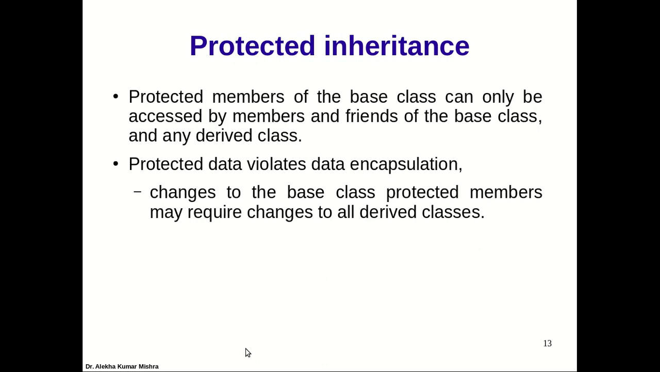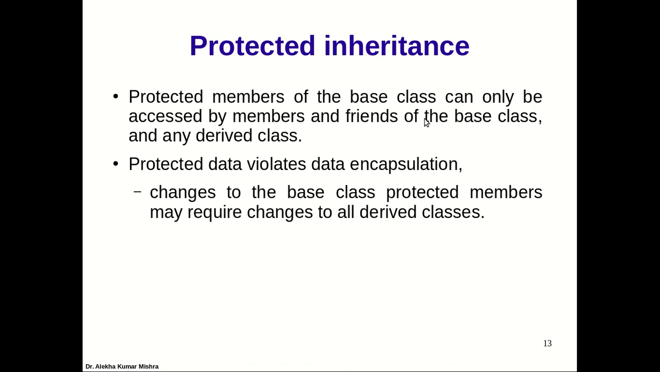Now come to protected inheritance. Protected members of the base class can only be accessed by the members and friends of the base class and any derived class. Till now we have discussed public members and private members, but this term has not been discussed. So when we make a particular data member protected in the base class, then only the members of that class, that means the base class, can access these members.